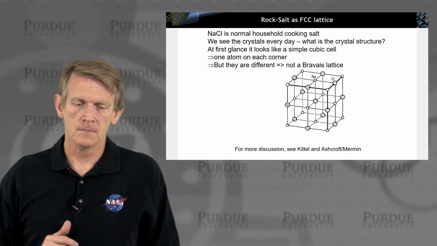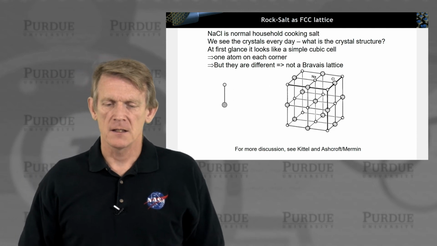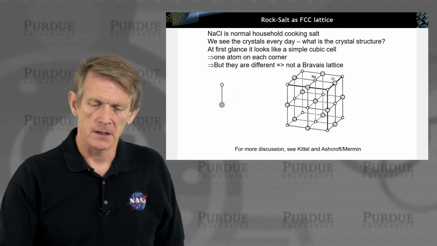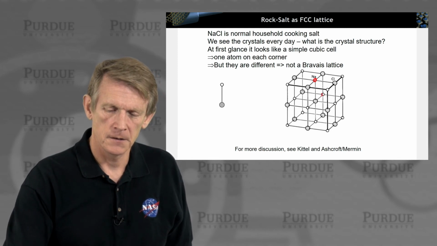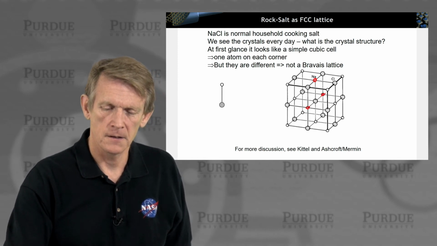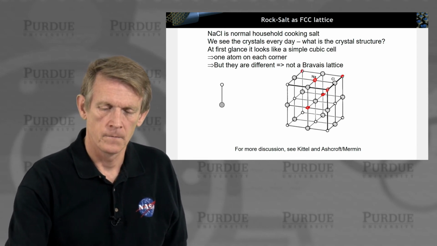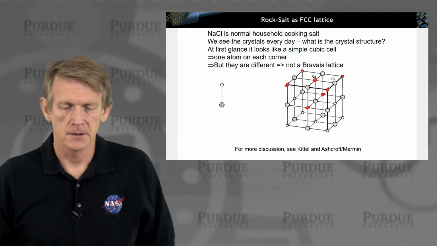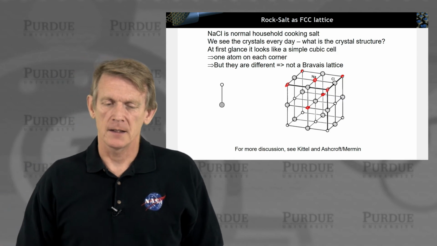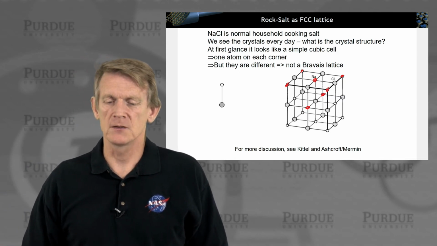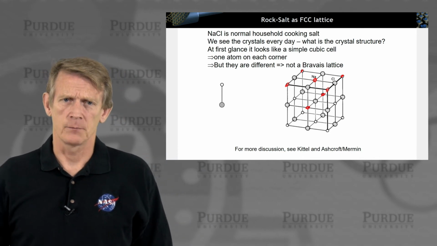But if you look more carefully, you can see that the atoms see different environments. So you have sodium here, here, and here, and you can see that each of the elements on that hypothetical simple cube sees different environments. So therefore, that is not a Bravais lattice by itself.